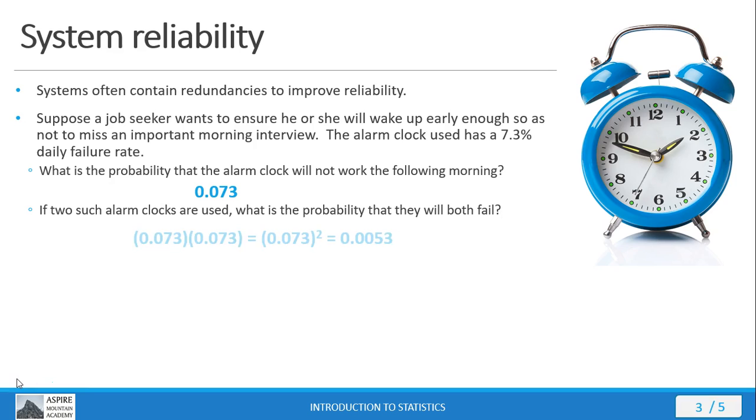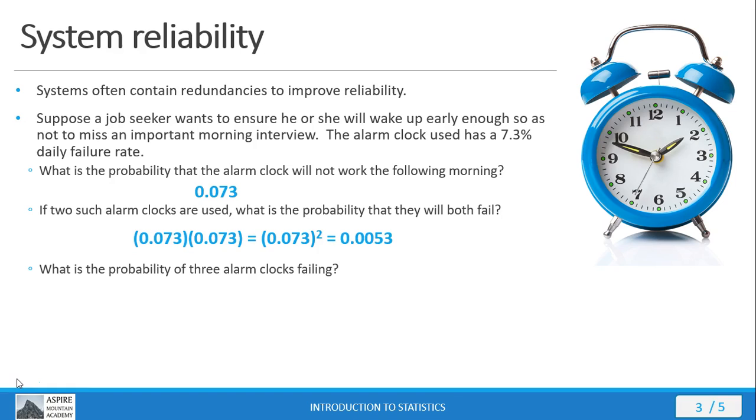Okay, let's see how you did. We've got two alarm clocks here, so we're going to use our multiplication rule. The failure rate is the same for each day, so it's going to be the same for each clock as well. We take the 0.073, multiply the two together, and out comes our probability that both will fail, which is 0.0053.